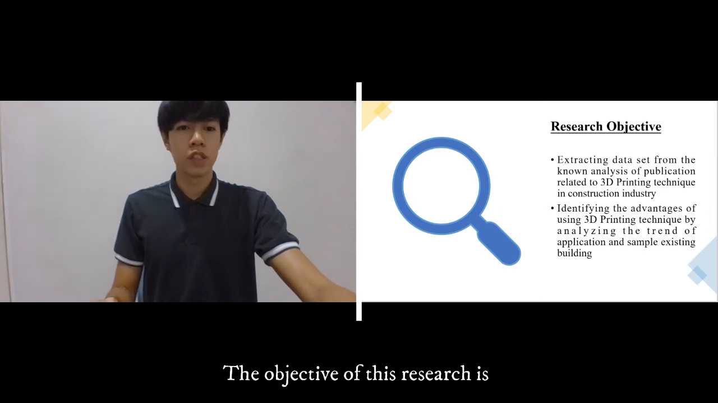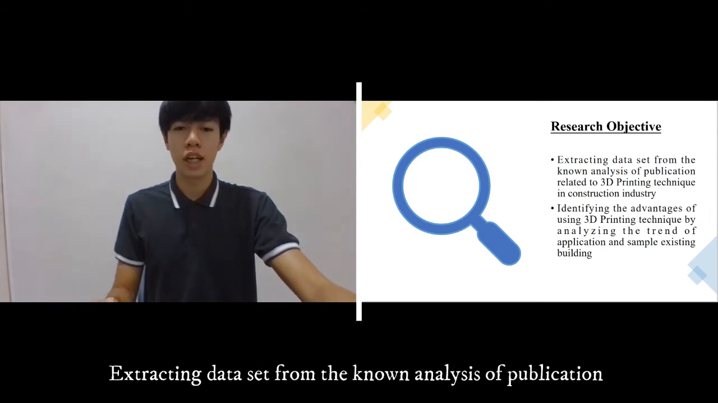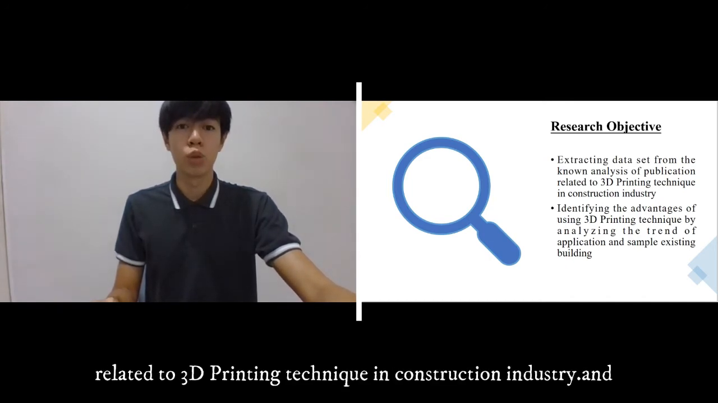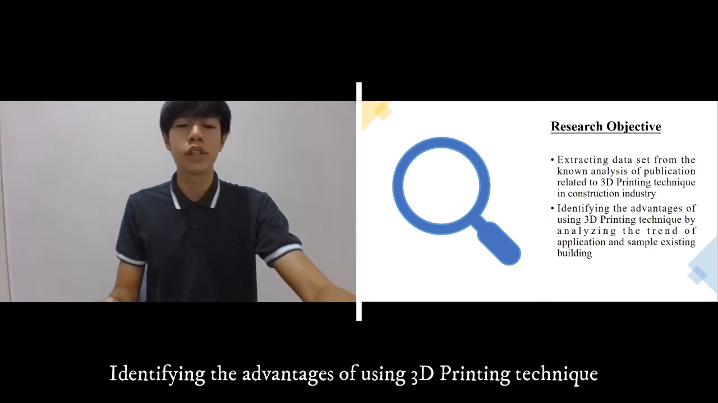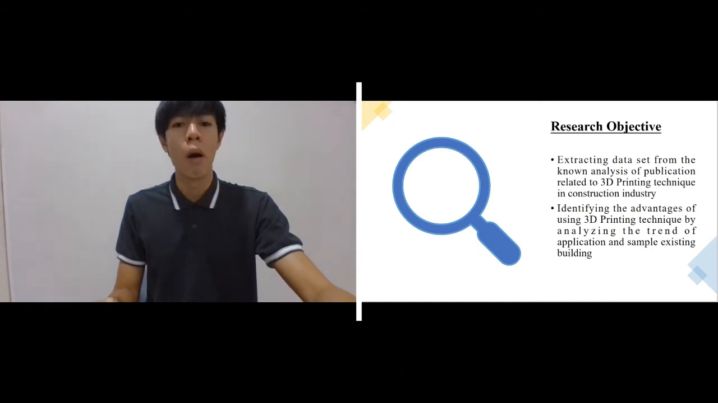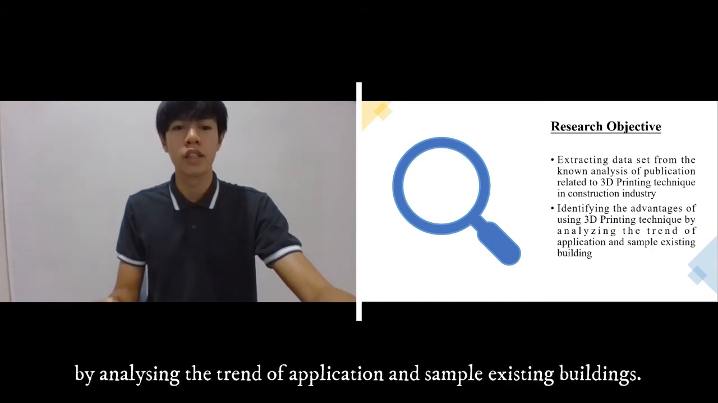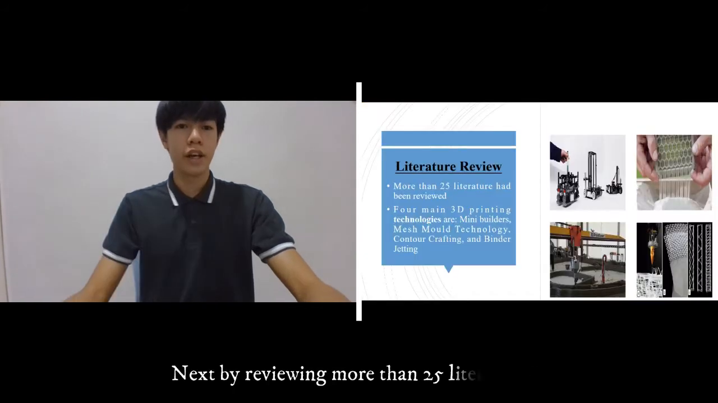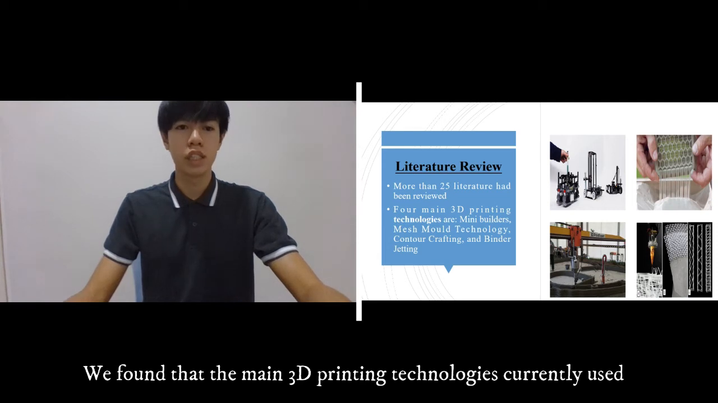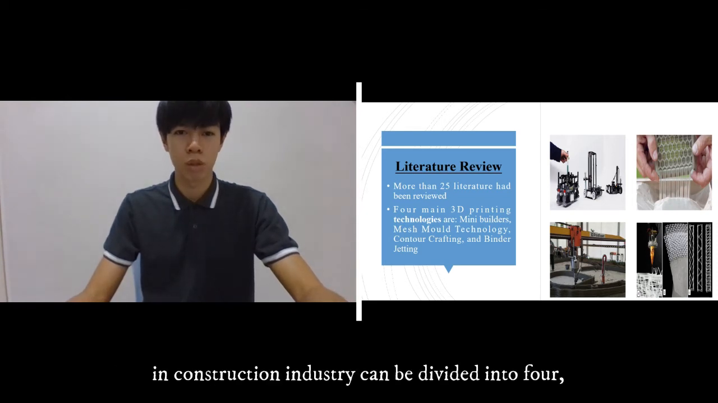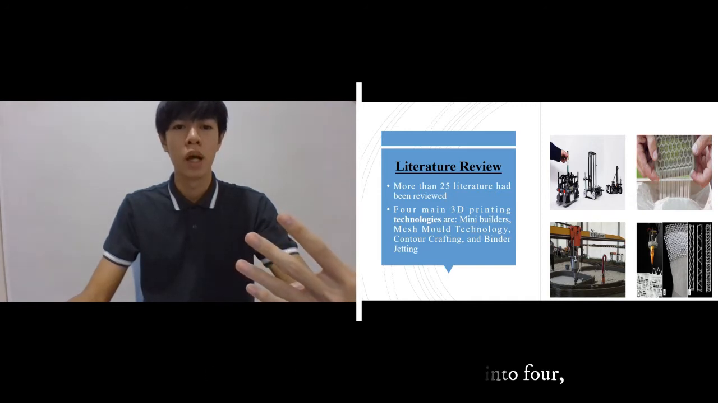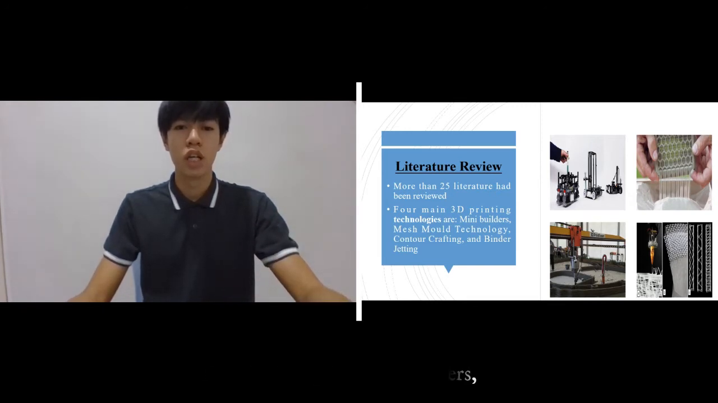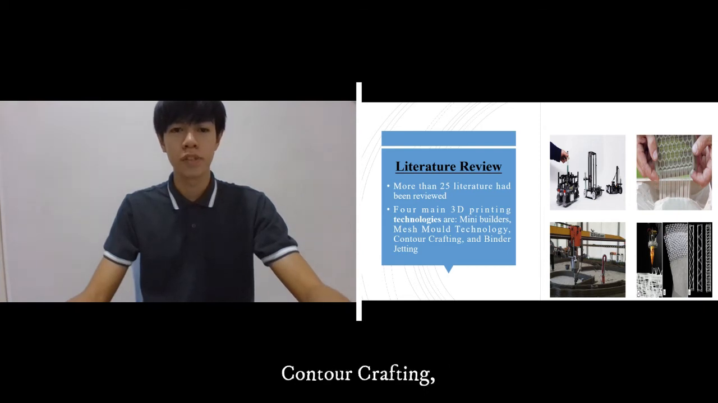The objective of this research is ascertaining a data set from the known analysis of publications related to 3D printing technique in the construction industry, and identifying the advantages of using 3D printing techniques by analyzing the trend of application and sample existing buildings. Next, by reviewing more than 35 literatures, we found that the main 3D printing technologies currently used in the construction industry can be divided into four, which are the mini builders, the mesh mould technology, contour crafting, and binder jetting.